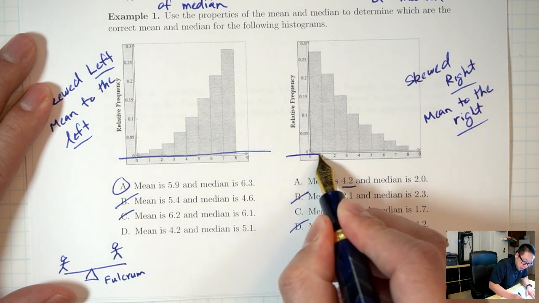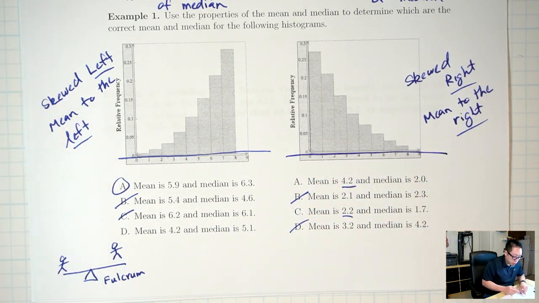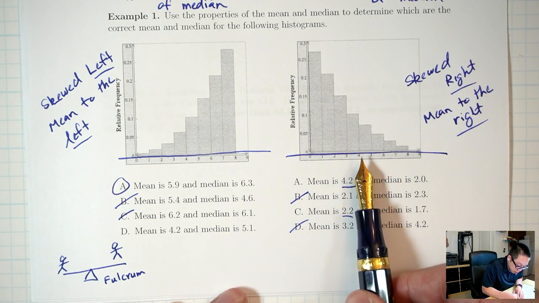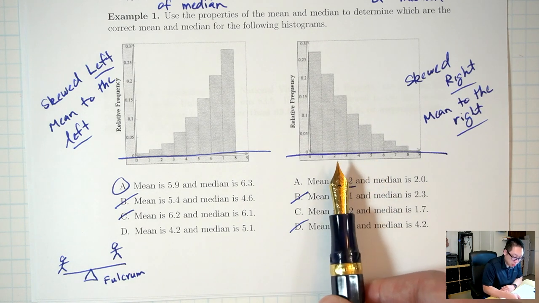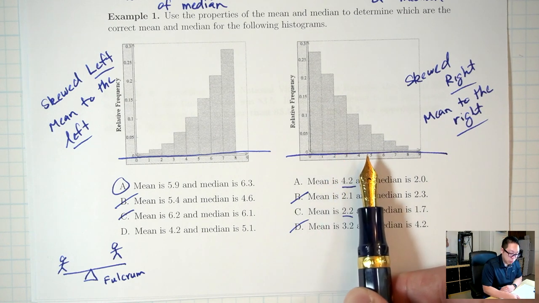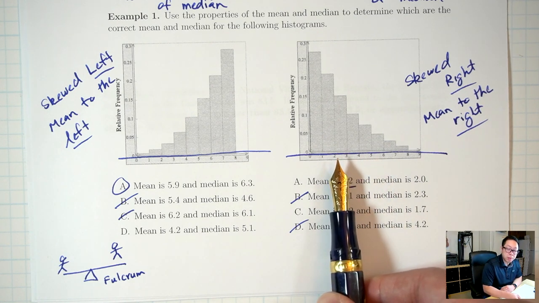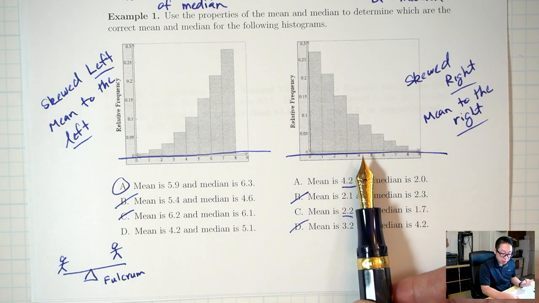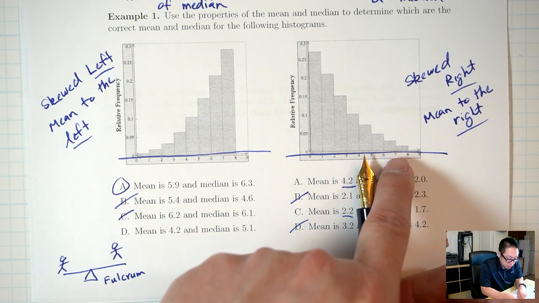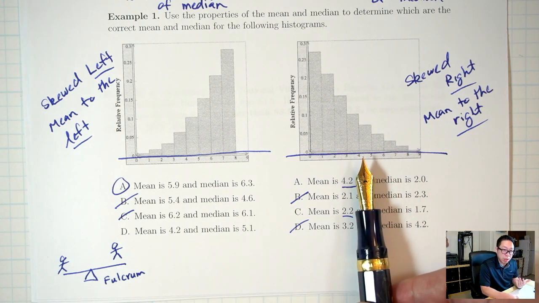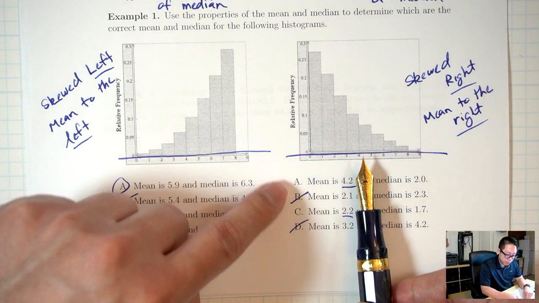So this is the horizontal plank. Where should I place the fulcrum so that it's balanced? Is it 4.2, which is right here, or 2.2, which is right here? Where is it going to tip over and where is it going to be balanced? I think at 4.2, it's obviously going to tip over to the left side because I have all these big bars to the left and then a few small bars to the right. So it's not going to be A, it's going to be C.